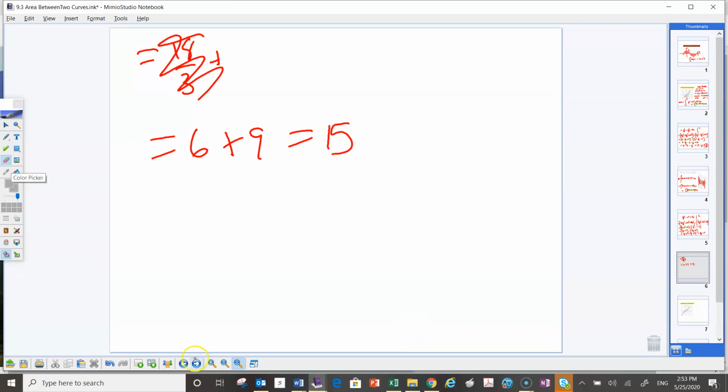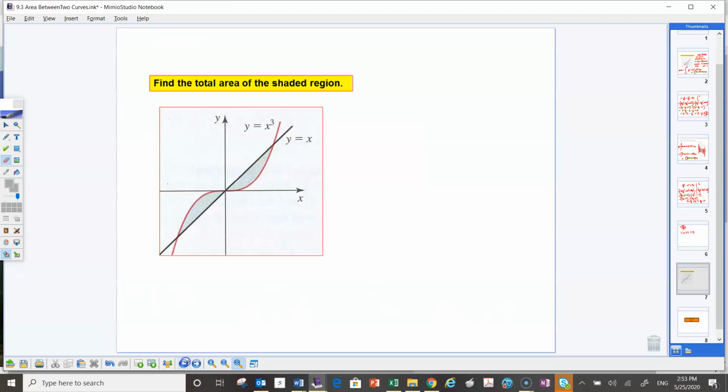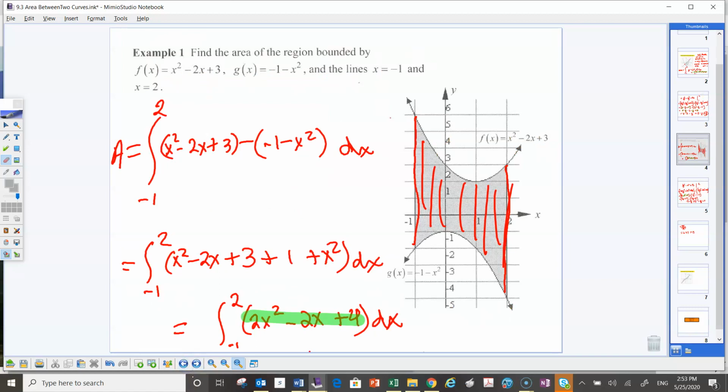So in this particular case, we didn't have intersection points like in the first one. All we had to do was find, oh, where did I go here? We were given two vertical lines, and those vertical lines happen to be our limits.